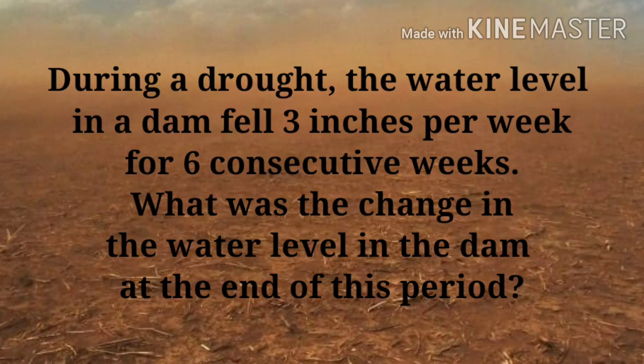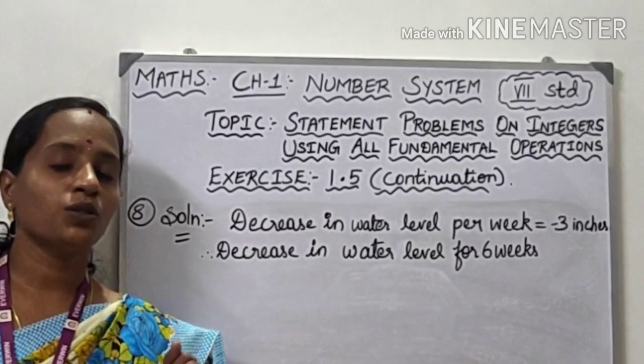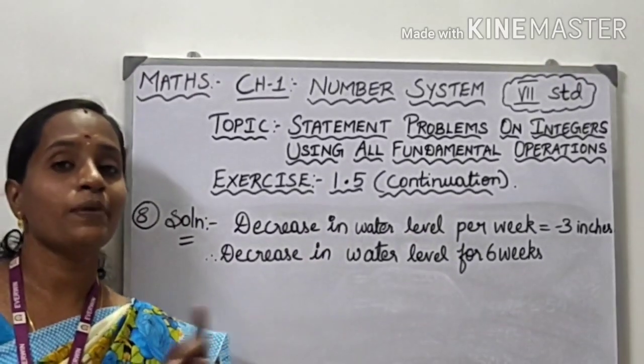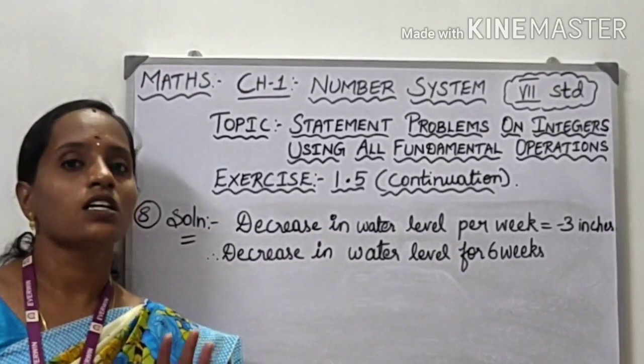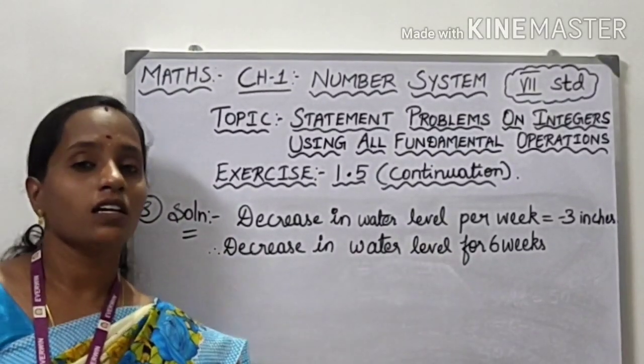During a drought, the water level in a dam fell 3 inches per week for 6 consecutive weeks. What was the change in the water level in the dam at the end of this period? So from the question, we come to know that the decrease in water level per week is minus 3 inches. Since it is decreasing, we are denoting it as minus 3.